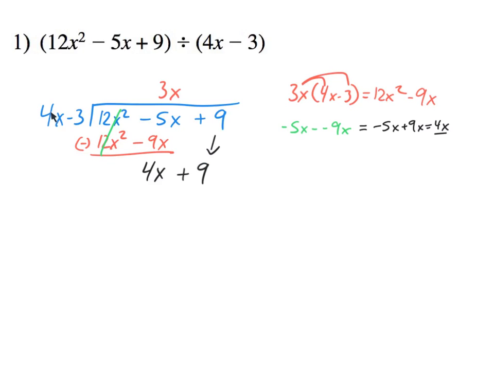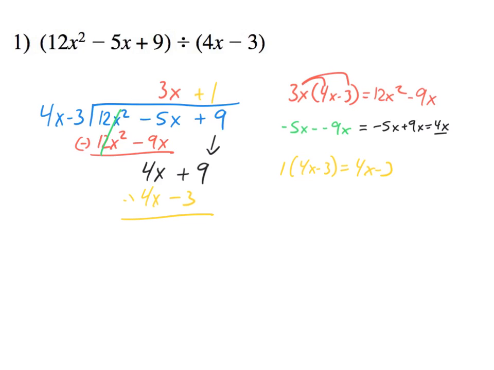So next, what times 4x gives us this? Hopefully you can see that one's fairly simple. It's 1. So this should be a plus 1. So now we go 1 times the front, the 4x minus 3. That gives us 4x minus 3. All right. So we now have 4x minus 3 goes right down here.